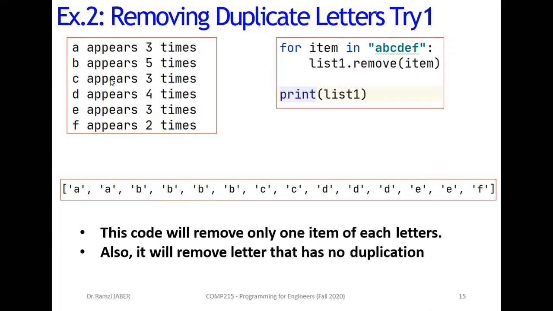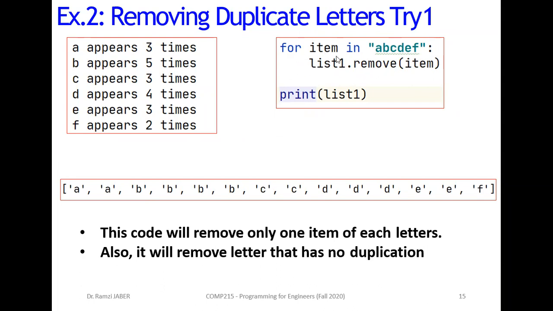Also, if we already have only one letter, it will remove a letter that has no duplication. If we have one F, it will remove the F. Okay, so this is a problem. If we use this kind of code to remove the duplication, we have a logic error. We'll remove the letter that has no duplication. We changed the list. Okay, so we want to solve these two issues now by adding some code here.